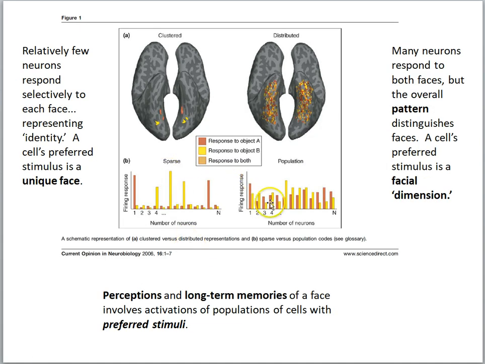Now, for both of these views, it is true that perceptions and long-term memories of a face involve activations of populations of cells with preferred stimuli. In the case of the sparse coding, the preferred stimulus is a unique face. In the case of population coding, the preferred stimulus might be just some facial dimension, a more narrow aspect of a face, like how wide is the face, the distance between the eyes, the hairline, etc.